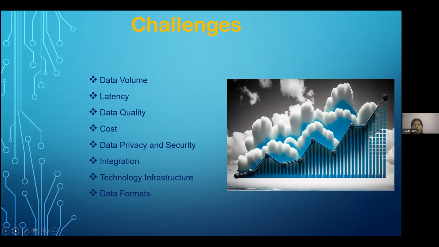Latency. Market data needs to be collected in real time. Reducing latency in data feeds is critical for high frequency trading and other sensitive applications. Next is data quality.